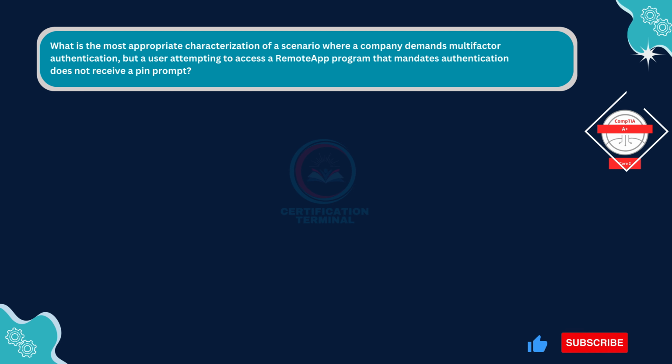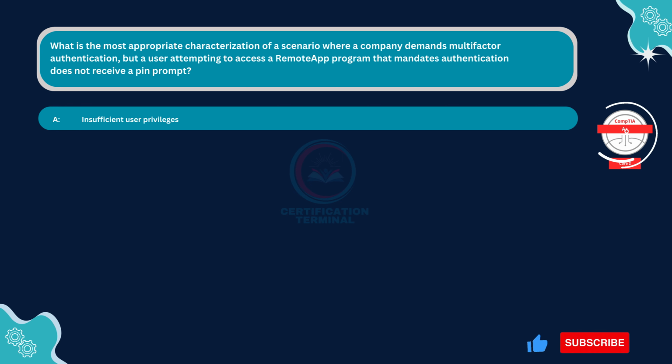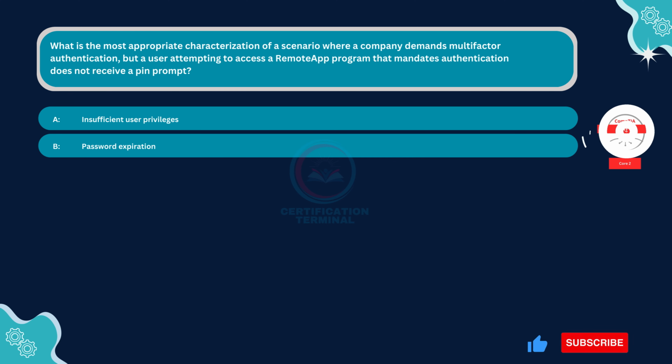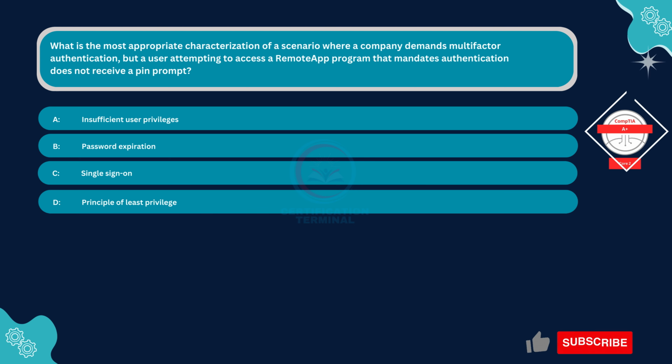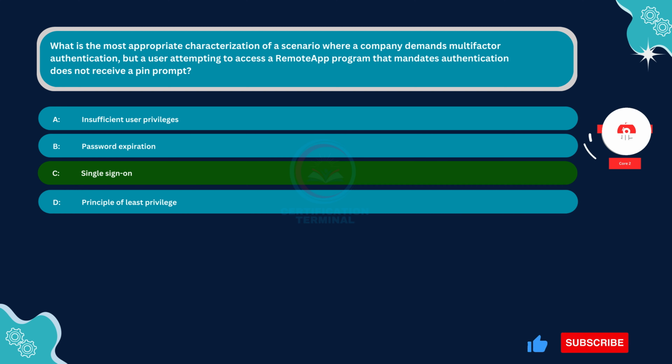Next question. What is the most appropriate characterization of a scenario where a company demands multi-factor authentication, but a user attempting to access a remote app program that mandates authentication does not receive a PIN prompt? Option A, insufficient user privileges. Option B, password expiration. Option C, single sign-on. Option D, principle of least privilege. The correct answer is option C, single sign-on.